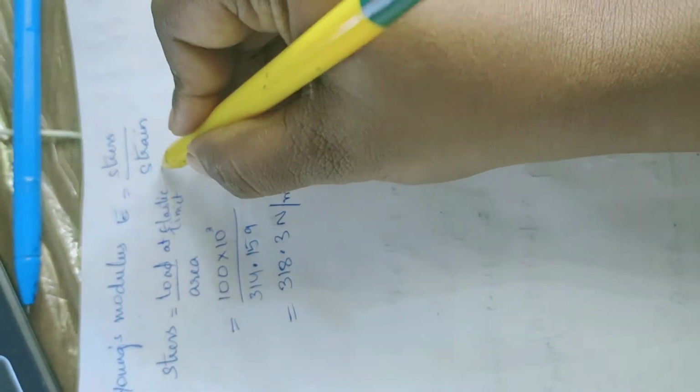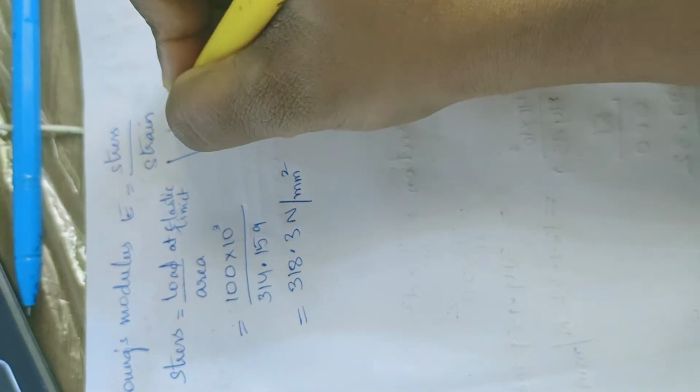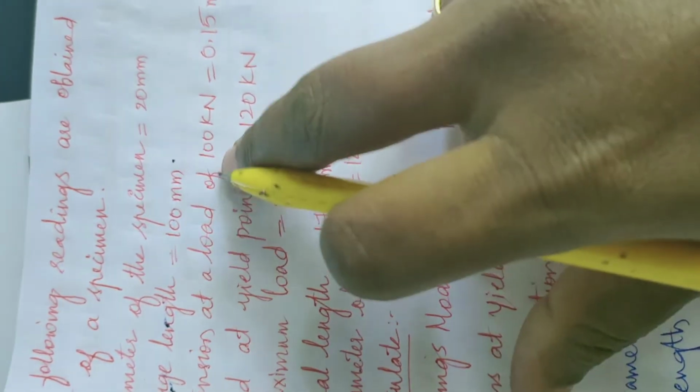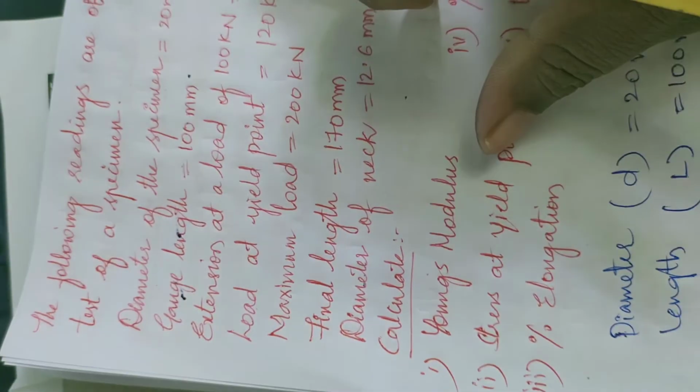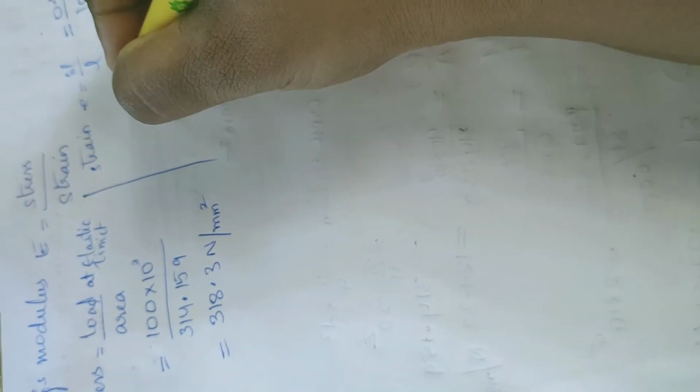Next, I want strain also. So strain e is equal to change in length by original length. We have seen already the extension at a load of 100 kilonewtons is 0.15. Original length is 100 mm. So I am just substituting the values. It is 0.15 by 100. So what you will get? It is simply 1.5 into 10 to the power of minus 3.